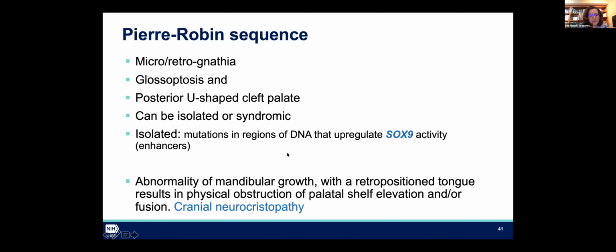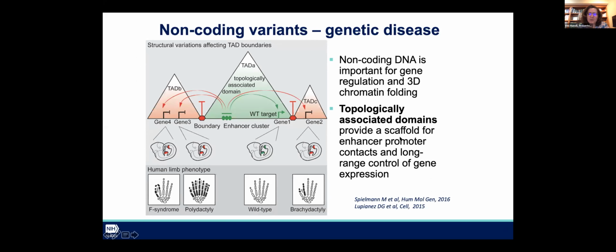And recently, there are mutations in regions that upregulate SOX9, and I'll have a couple here, which is a fascinating mechanism. We all will learn a lot more in the coming years about these structural variations and non-coding variants. So we'll do whole exome and whole genome sequencing, but those are areas that we will find in the whole genome.